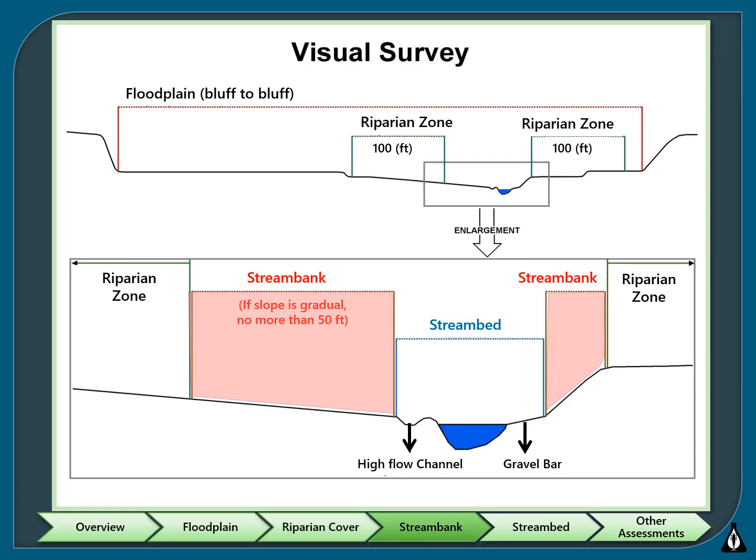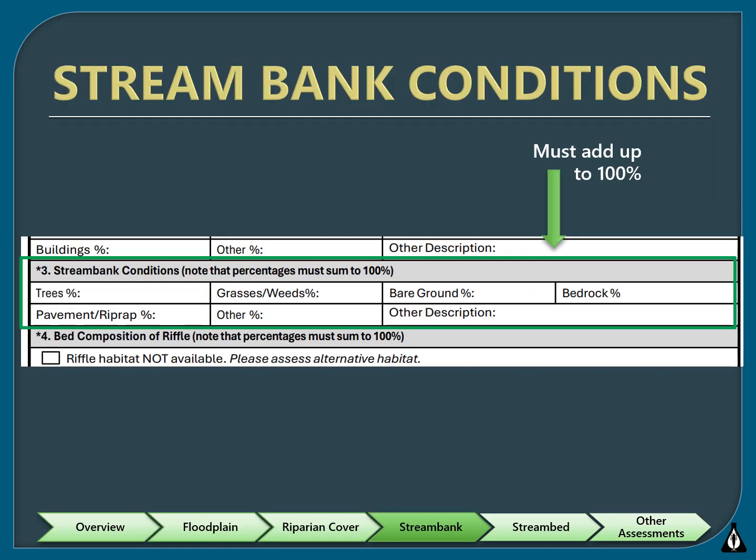Now that we have looked at the riparian zone, we will move in a little more to the stream bank. The stream bank is a portion of the stream area that rises from the stream bed and reaches a crest. If there is no noticeable crest and the slope of the stream bank is very gradual, consider the stream bank to extend no more than 50 feet from the edge of the stream bed. You will estimate percentages for stream bank conditions, including trees, grasses or weeds, bare ground, bedrock, pavement or riprap, and other.